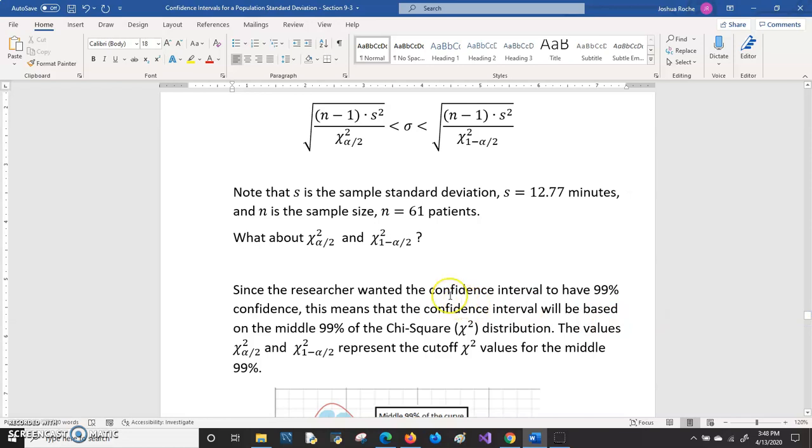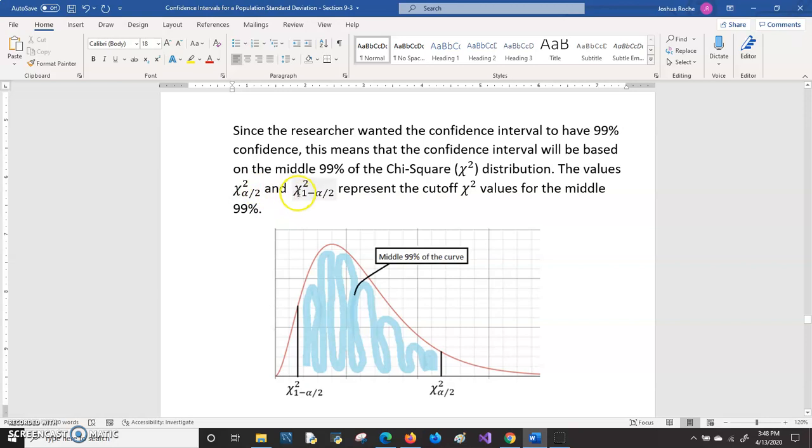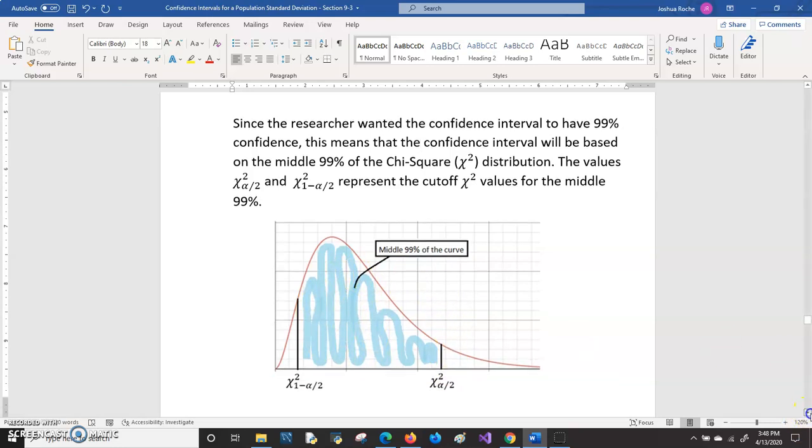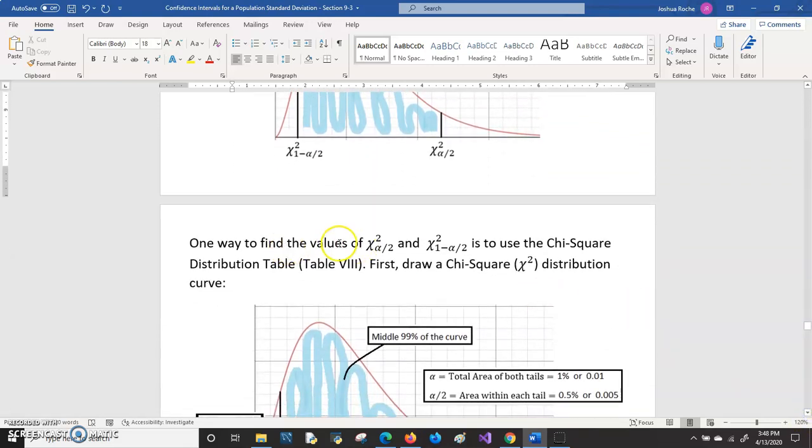Well, since the researcher wanted the confidence interval to have 99% confidence, this means that the confidence interval will be based on the middle 99% of the chi-squared distribution curve. The values of these two chi-squared values represent the cutoff chi-squared values for that middle 99% of the curve. So one way to find these two values is to use the chi-squared distribution table, which is table 8.